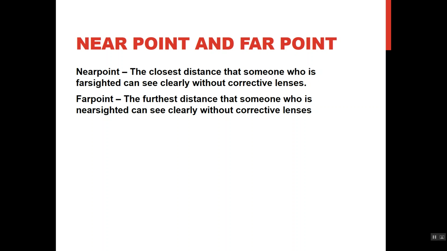All right, so we're going to talk about near point and far point. Everyone's got a near point and far point if you have some kind of visual impairment. So if you're farsighted, that means there is a point at which your eyes are considered to be looking at something too close. That makes sense?